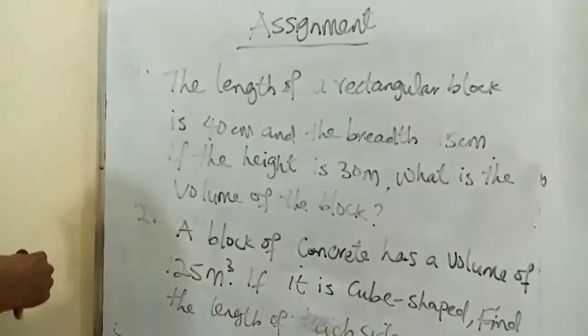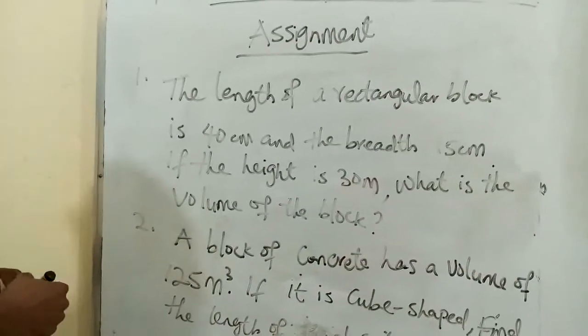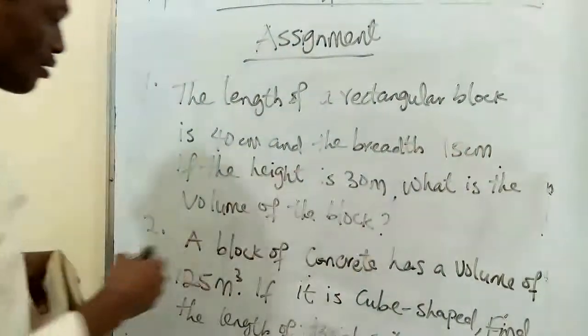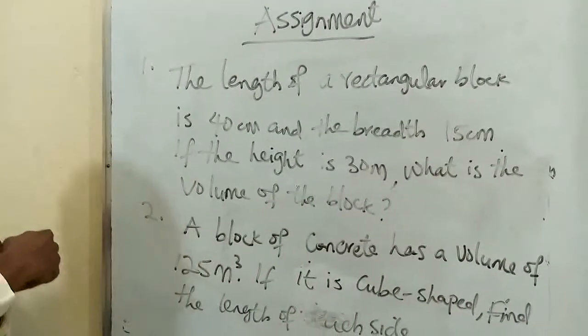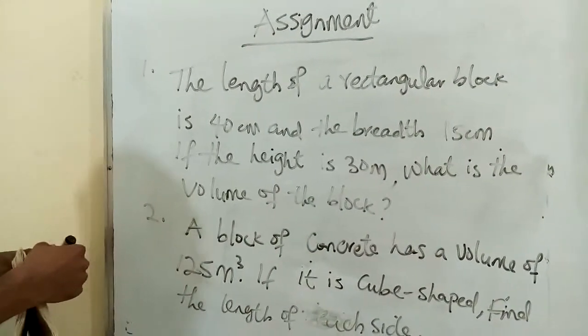The length of a rectangular block is 40 cm and the breadth is 15 cm. If the height is 30 cm, what is the volume of the block?